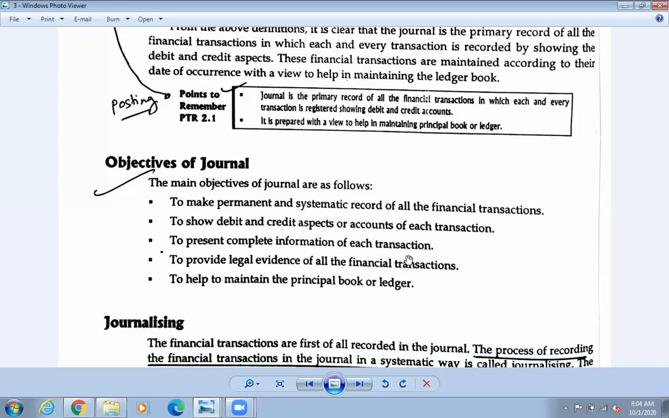So whatever transaction is done, everything is recorded. That means it gives complete information. कुनै तिमीले छुटाउँदैन, record गर्न छुटाउँदैन. That's why it gives complete information. So what has gone today, what has gone tomorrow, what is needed tomorrow, everything will be recorded.